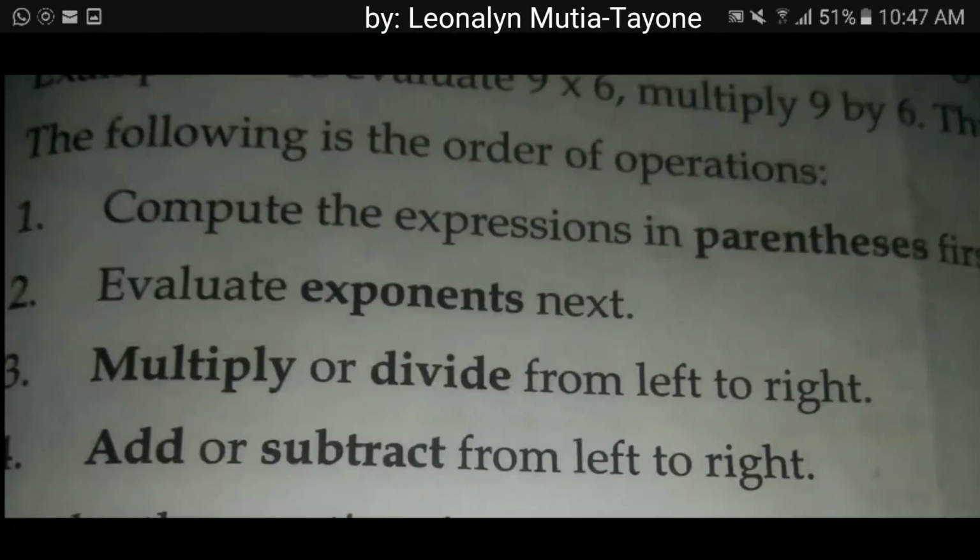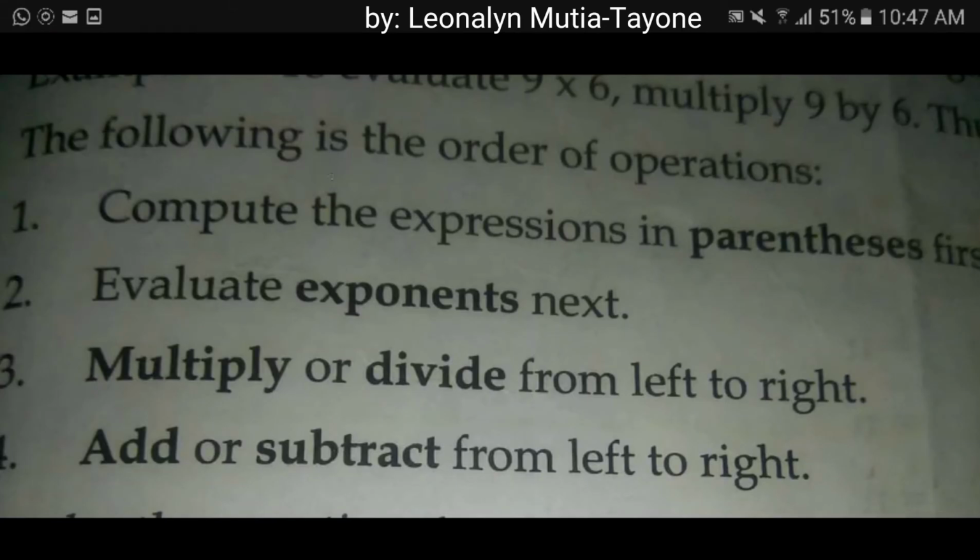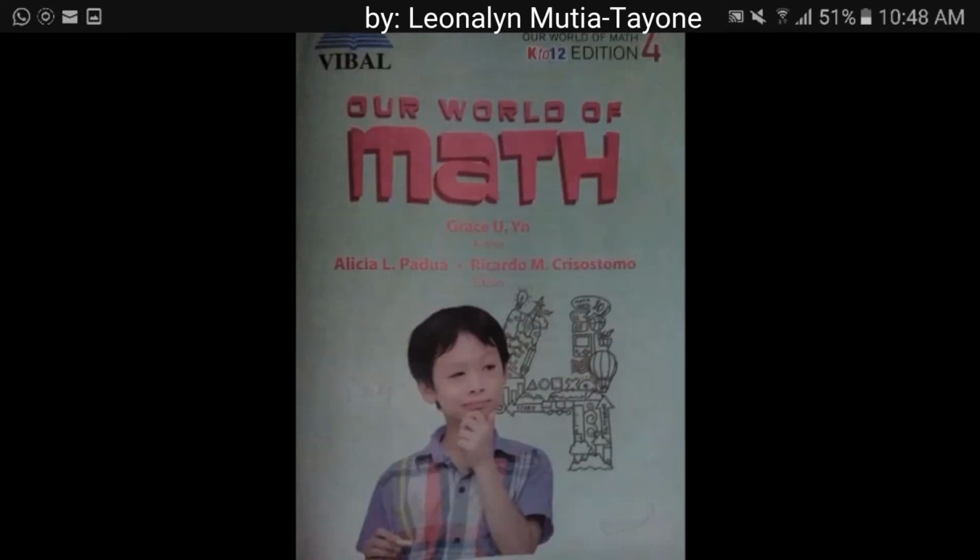Next, grade 6. The following is the order of operations. Number 1, compute the expression in parentheses first. 2, evaluate exponents next. 3, multiply or divide from left to right. 4, add or subtract from left to right. Then this one is grade 4.